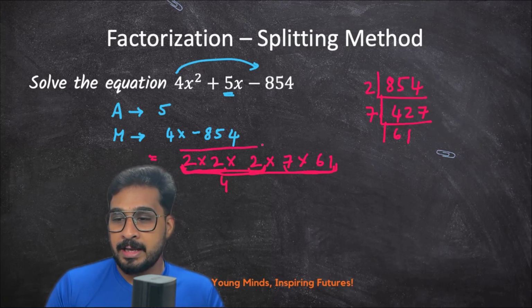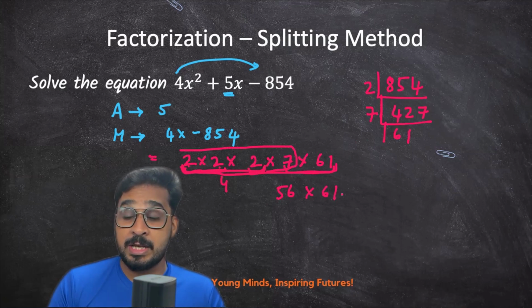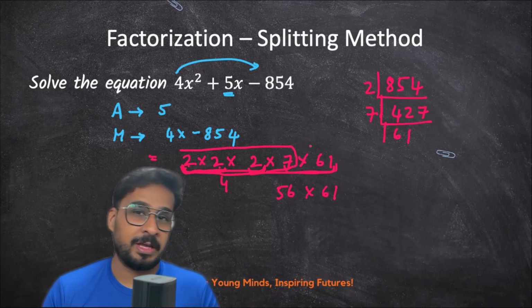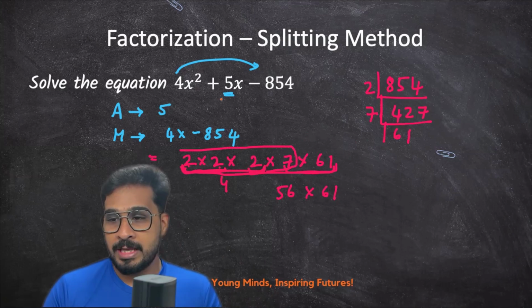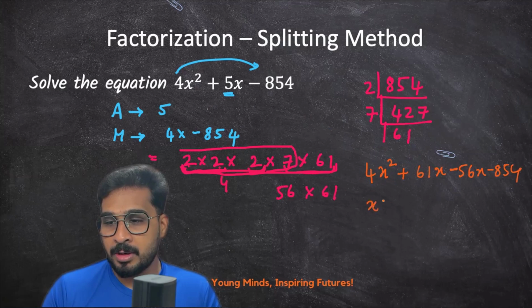Next, I am selecting 7 into 2 into 2 into 2, which means 7 into 8, that is 56, and the other is 61. Yes. Now you see 61 minus 56 is going to be 5. Yes, we got the factors and you can directly simplify it using the normal method. So the equation becomes 4x square plus 61x minus 56x minus 854 equal to 0. From here you can take x common, 4x plus 61, then 4x plus 61.